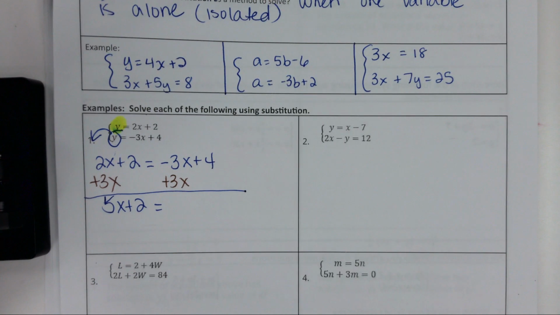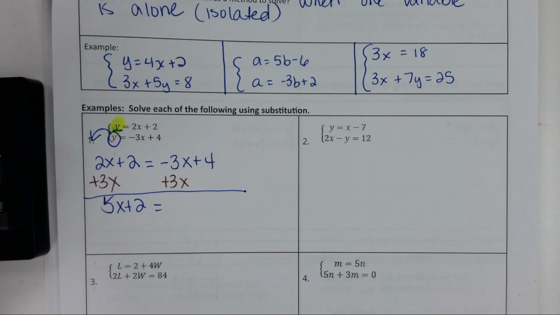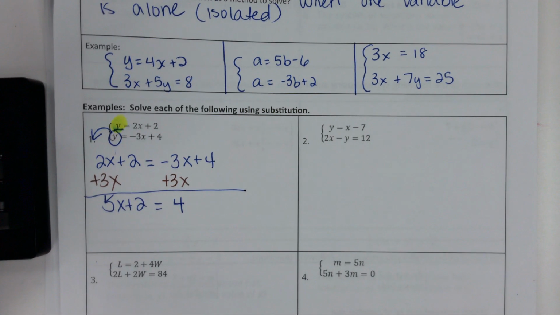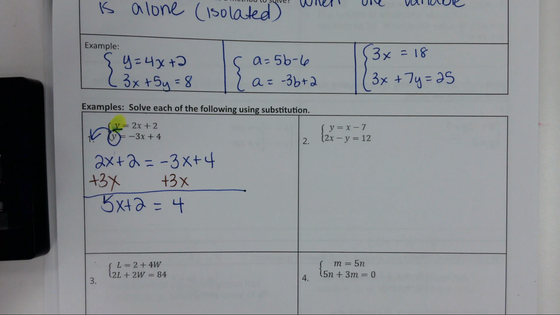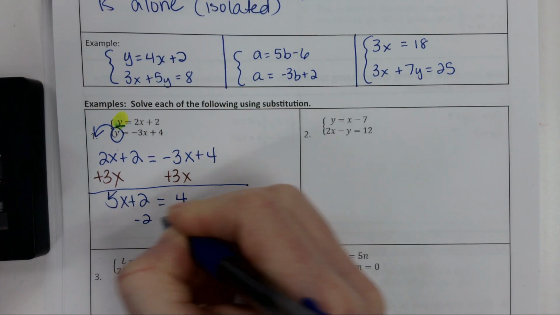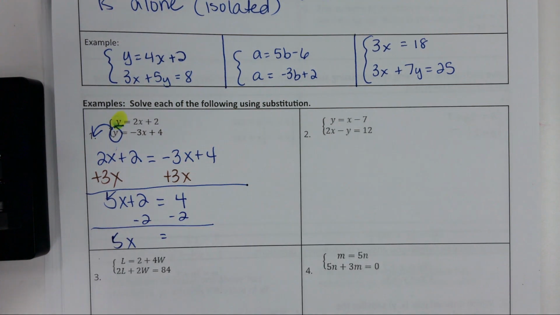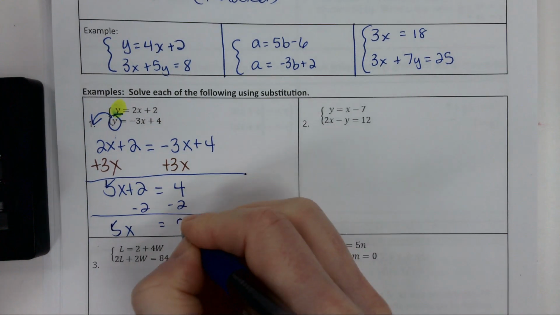Why don't you do both of them at the same time? What's left on the right side? 4. Okay, now what? Trying to solve for x. Subtract 2 from both sides. 5x equals, what's 4 minus 2? 2. Last step. What do I do?